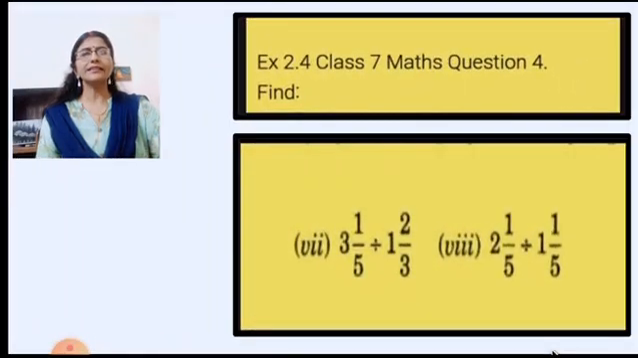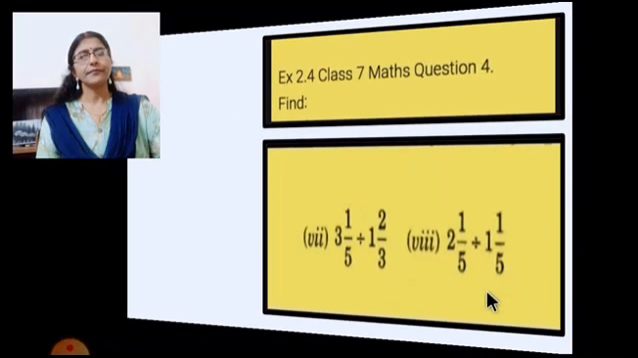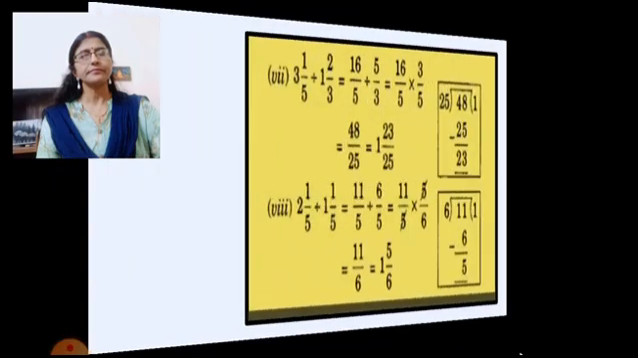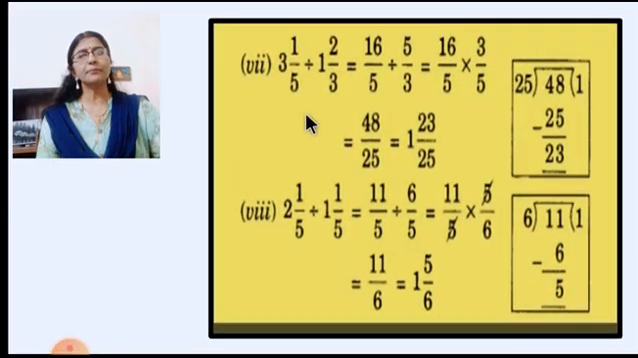Now this is the next question. This is from exercise 2.4. This is division. There are two mixed fractions and you have to divide them. So let us see how to solve it. Now first one is 3 1 upon 5 divided by 1 2 upon 3. So as both are mixed, first we will convert it into improper fraction. 3 into 5 is 15 plus 1 16 upon 5 divided by, now this also will do, 3 ones are 3 plus 2 5 upon 3.